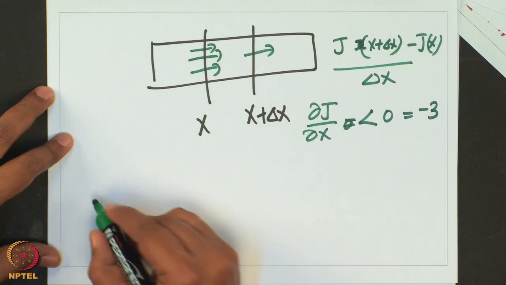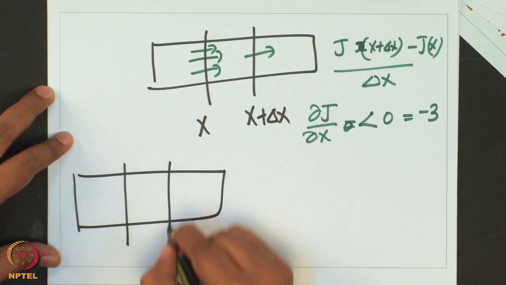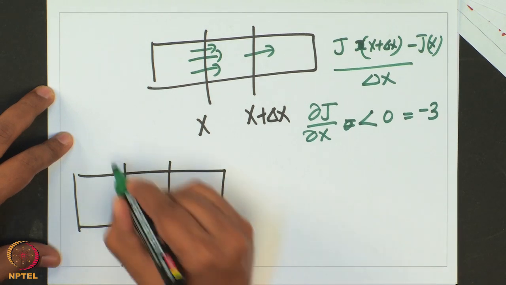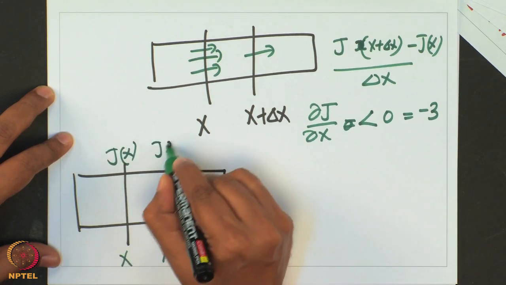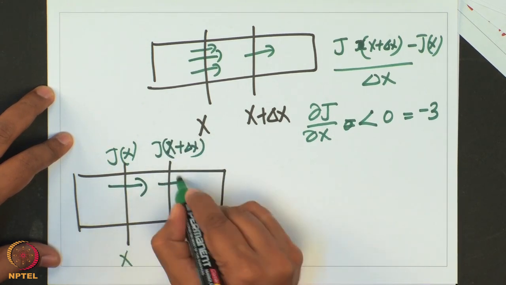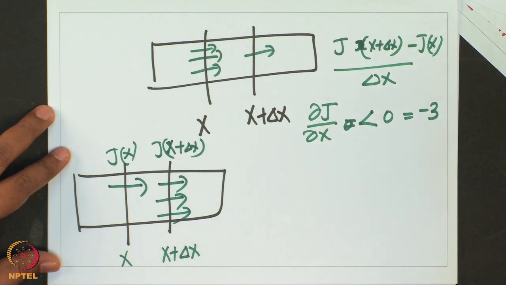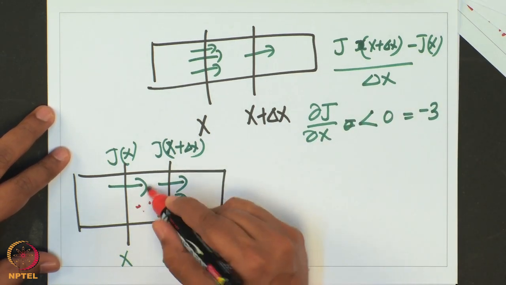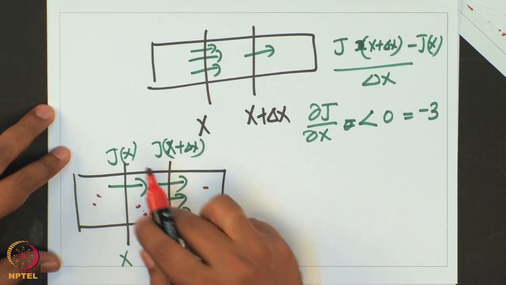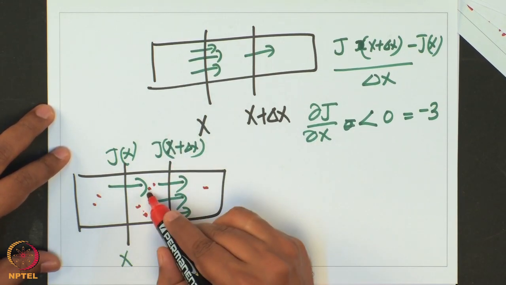If you look at the other case, let us look at this case where you have these two locations, x and x plus delta x, and this is J at x and J at x plus delta x, and the flow in is less, flow out is more. If this happens, the concentration of protein here will deplete. The protein molecules here will go away, and this concentration will decrease because all of these are going out. A lot of molecules are going away and only a few are coming in.